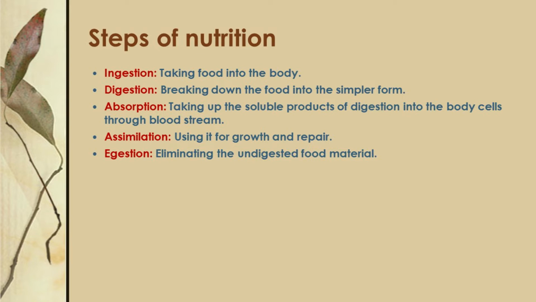Now, what are the steps of the nutrition in the body of different organisms? Firstly, ingestion. What is ingestion? It is the taking in of the food into the body. Next is digestion. Digestion means breaking down the food into simpler forms with the help of different enzymes. Next is absorption. After digestion, the soluble products of digestion are absorbed into the different body cells through the bloodstream. Next is assimilation. After absorption, those soluble products are used in our body for growth and repair. After that, the undigested food is eliminated from our body, that is known as egestion.